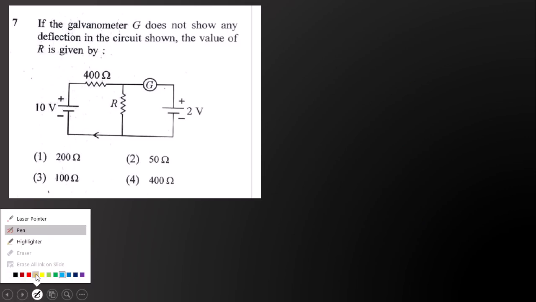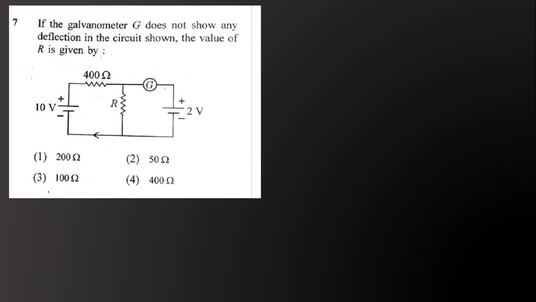This question mentions that this galvanometer that is given in the circuit deflects no current. That means there is no current through this segment between this point and this point. And we are supposed to calculate the value of this resistance. Well, let's say this point is A and this point is B. Therefore, we can see that this resistance and this cell both are parallel to each other. Well, it means that the voltage across the resistance is equal to 2 volt.